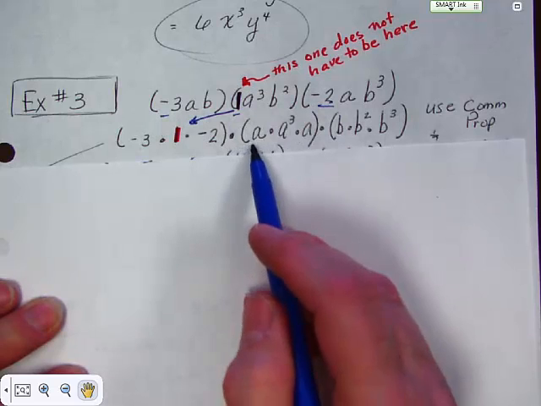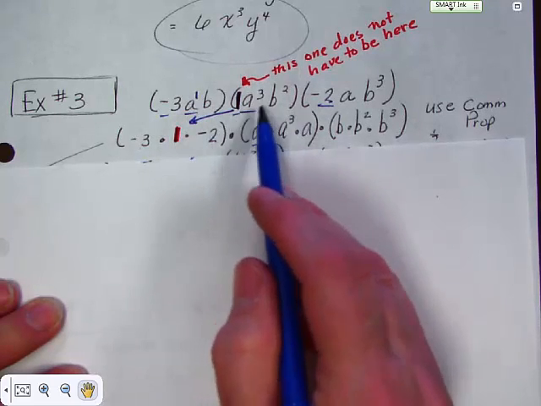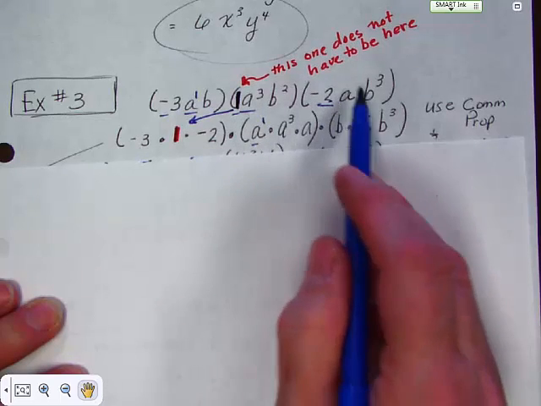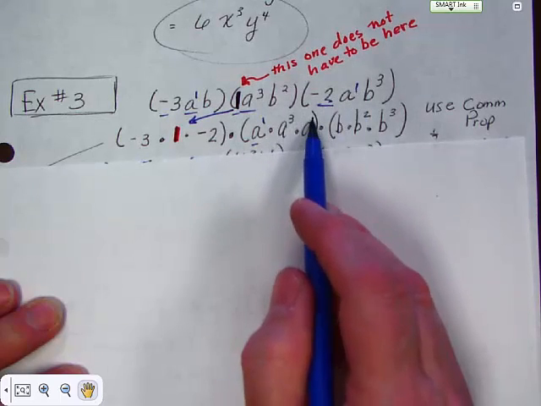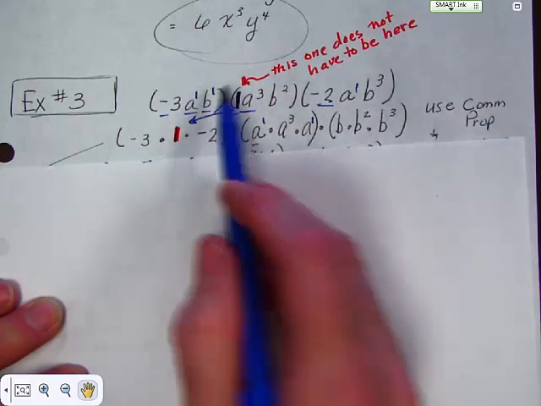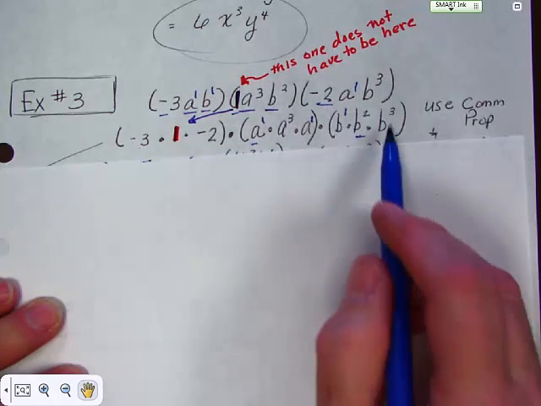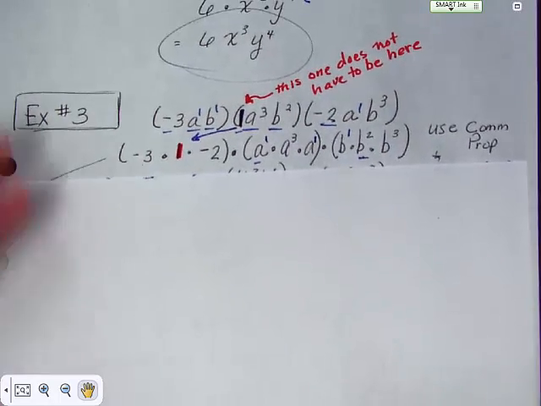Then we have a, and this is a to the first, right? Times a to the third, times a to the first again. If it doesn't have a number, then it's automatically a to the first. Then we have b to the first, times b to the second, times b to the third.